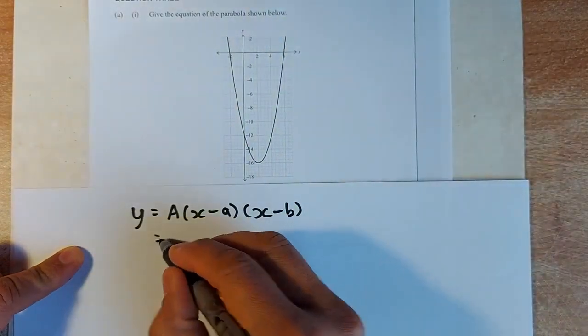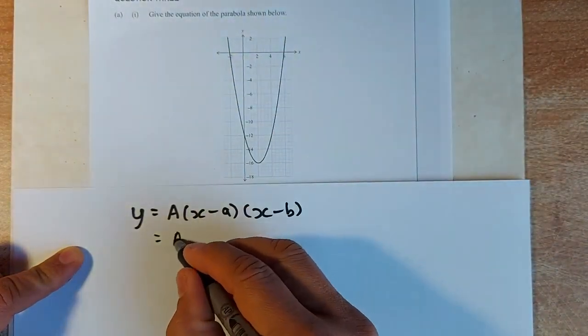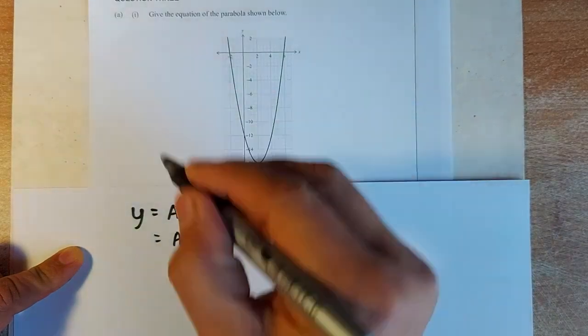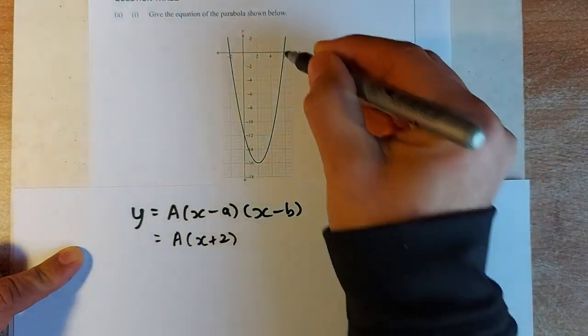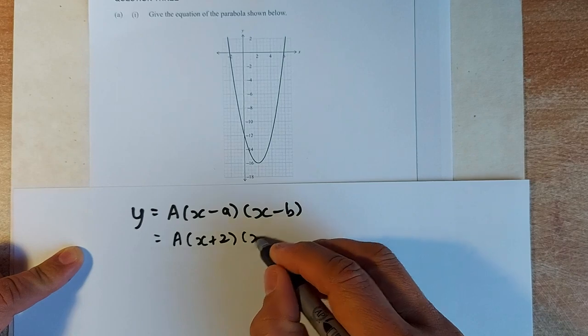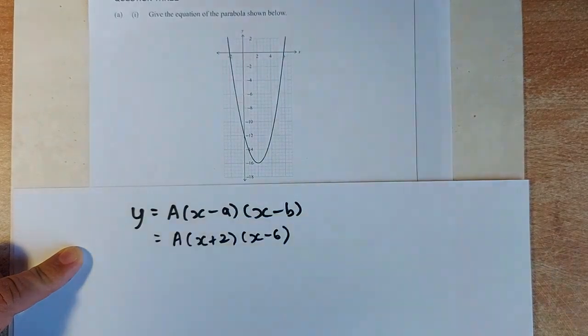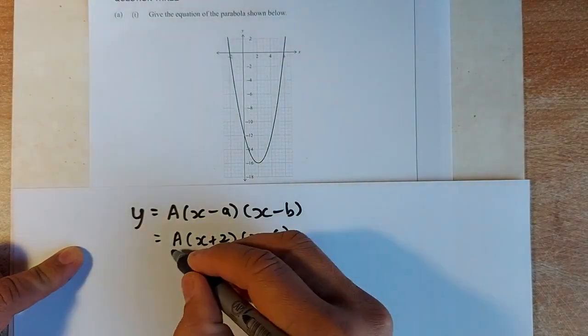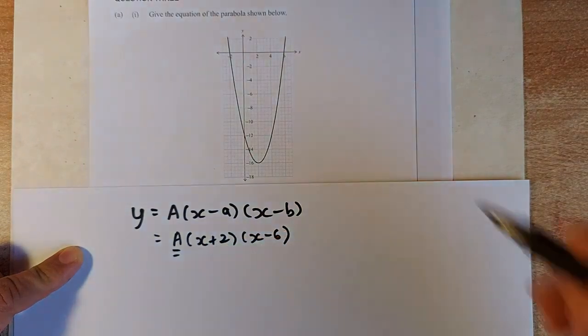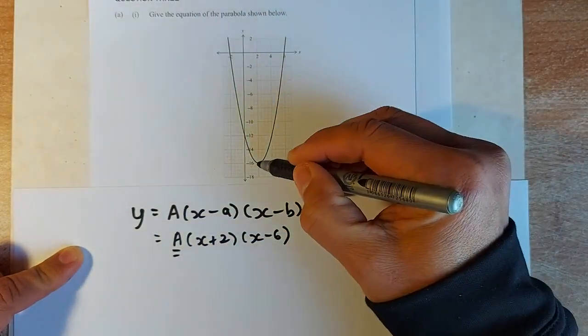So what you do, if it is a -2, you just need to change it: -2 becomes +2, and +6 becomes -6. The next job is to find the value of a. To find a, you need to find a point on the graph. So we shall look at this point here.